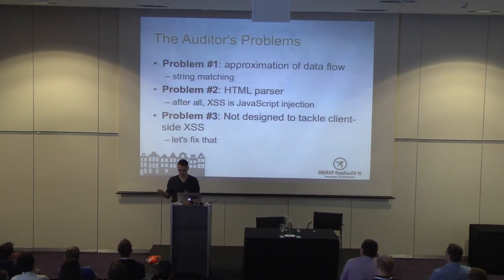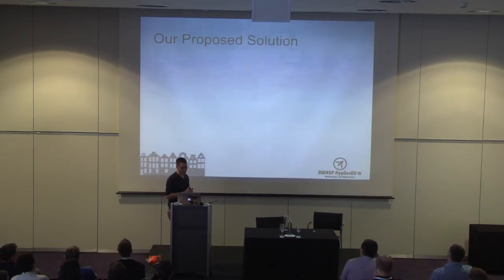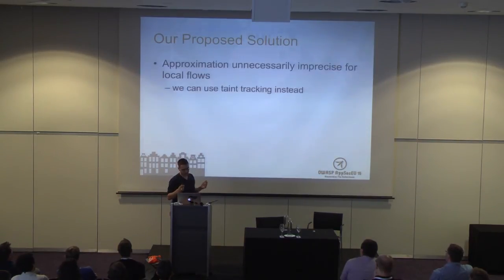So let's just try and fix that, right? We propose the following solution. This approximation of a string of a data flow is unnecessarily imprecise for local flows. We can just use taint tracking, right? We saw that just now.